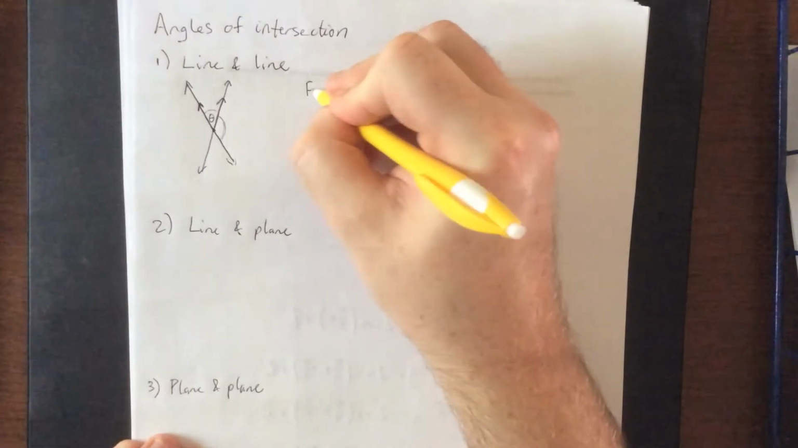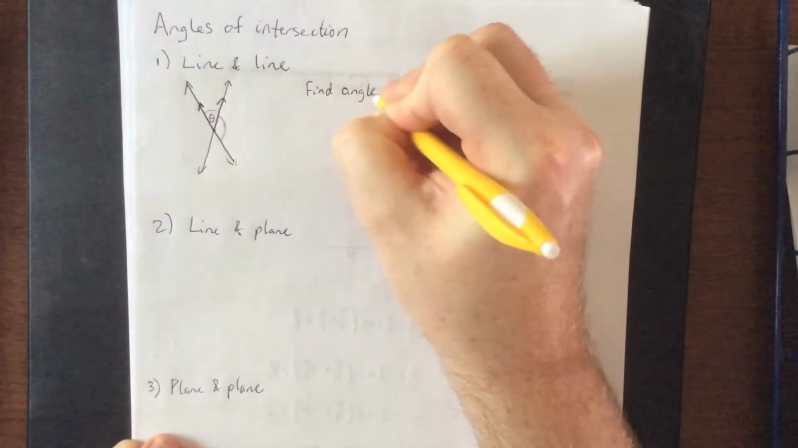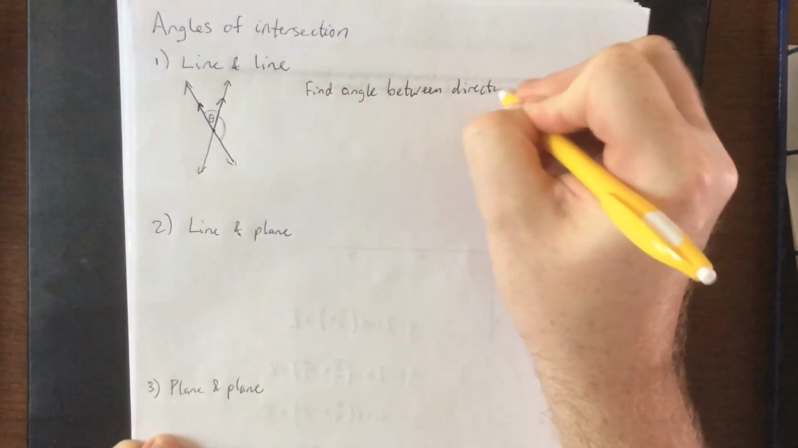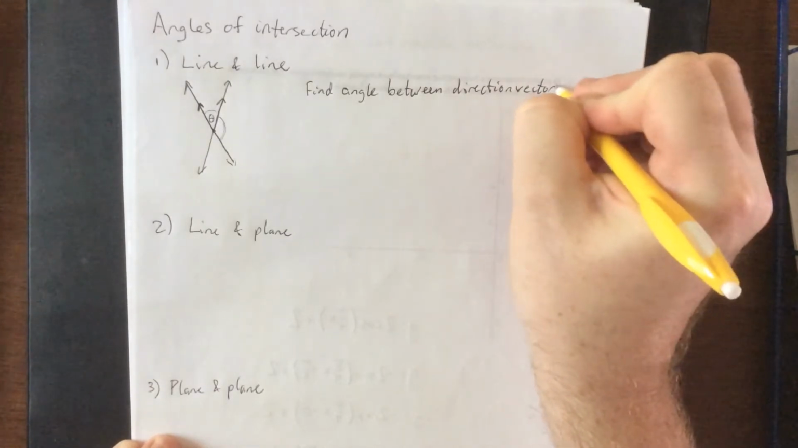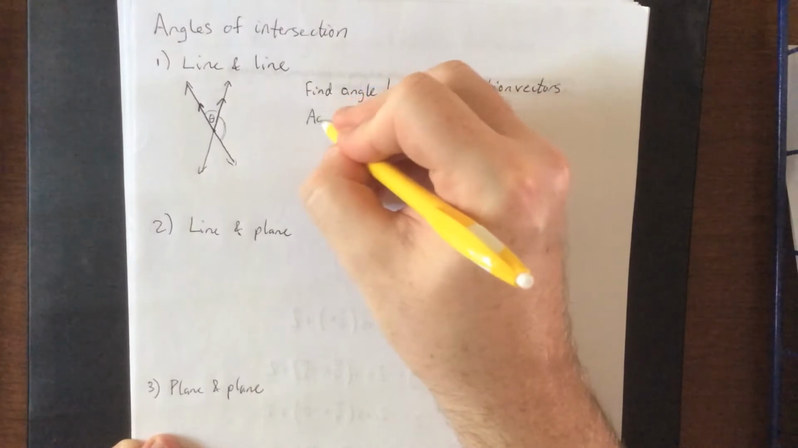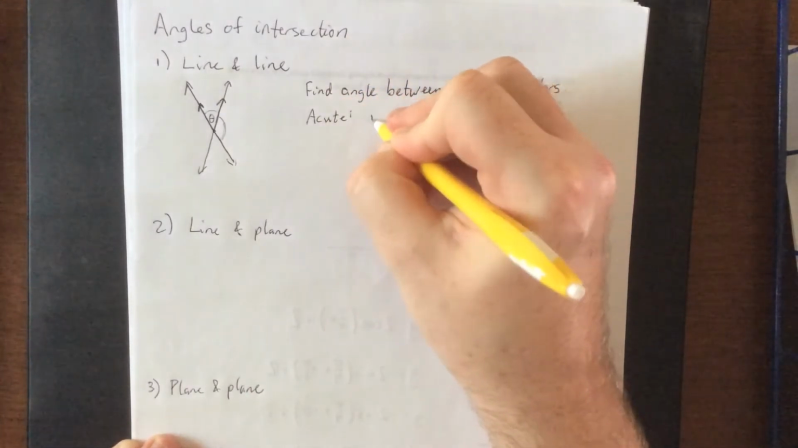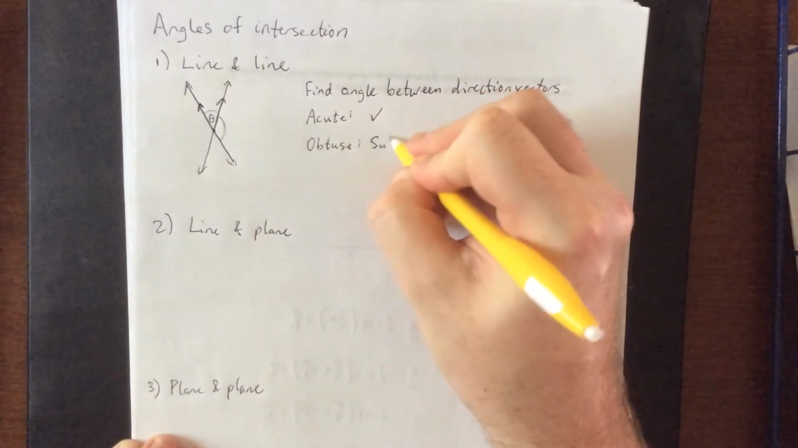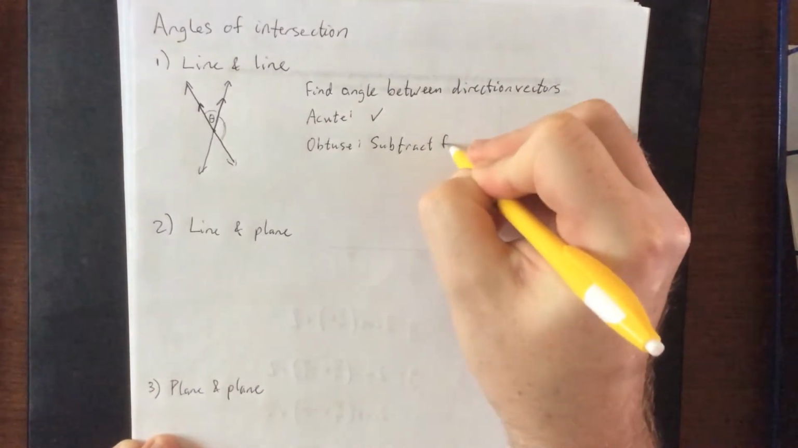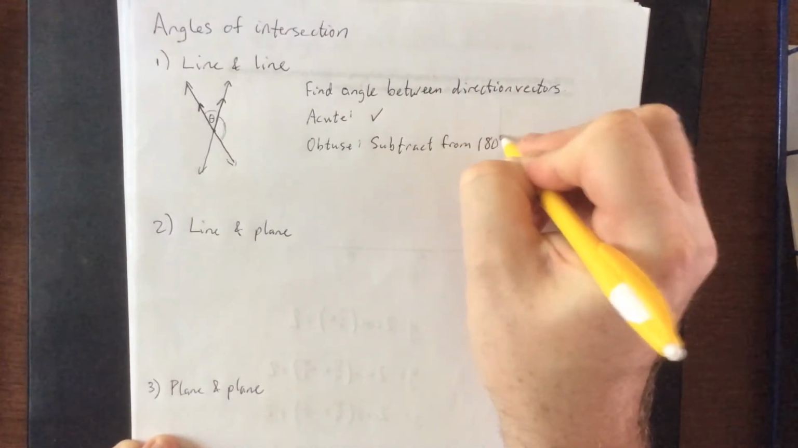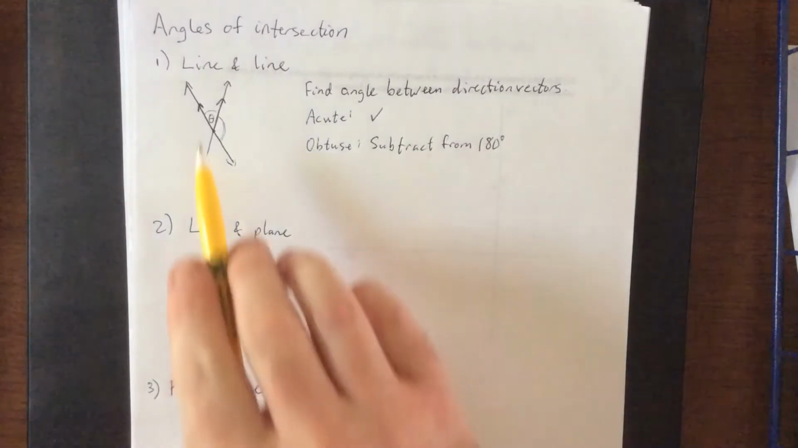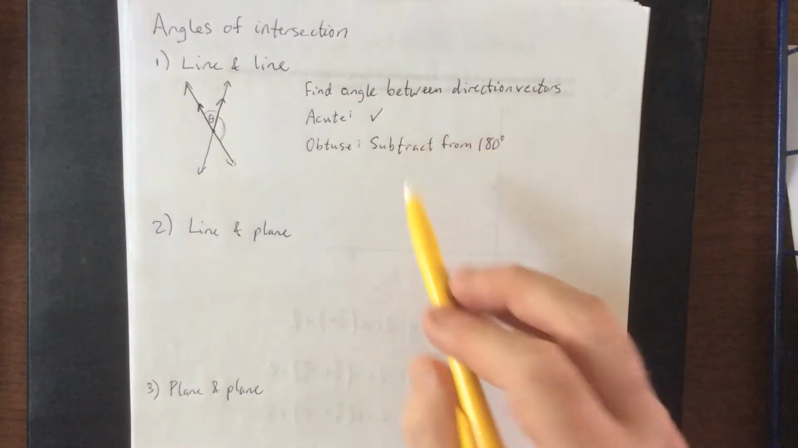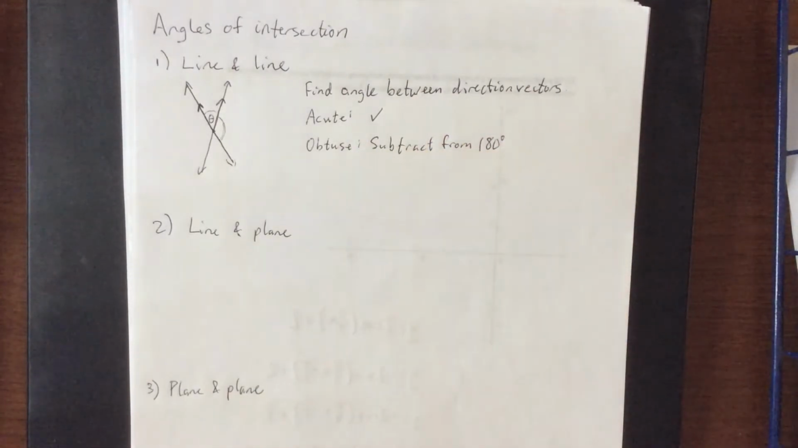So what we'll do is find the angle between the direction vectors. If the angle we get is acute, cool, we're all set. If the angle that we get is obtuse, then subtract this result from 180 degrees. That will give you the acute angle that's between them. Now, if you're interested in finding the obtuse angle, all that you need to do is reverse these two. If you get something acute, subtract it from 180, and if you get something obtuse, then you're all set.